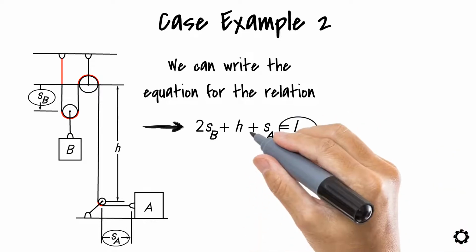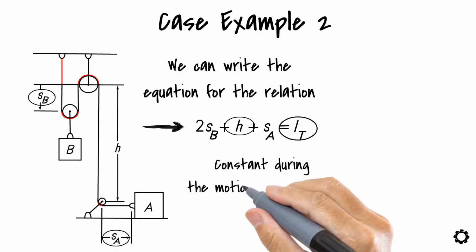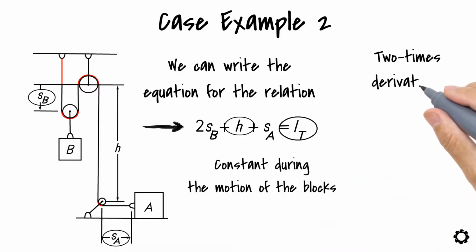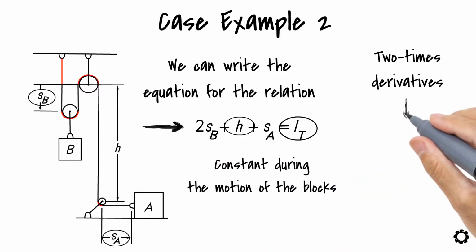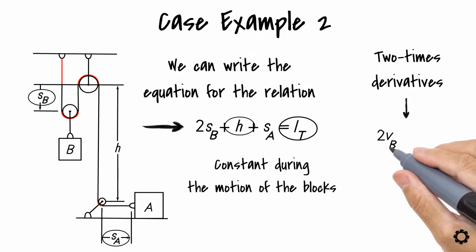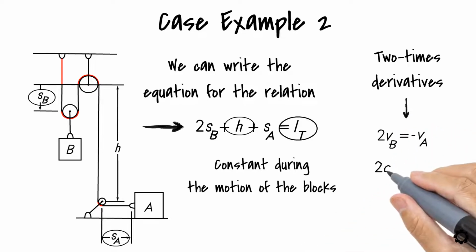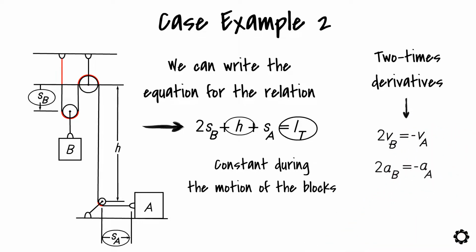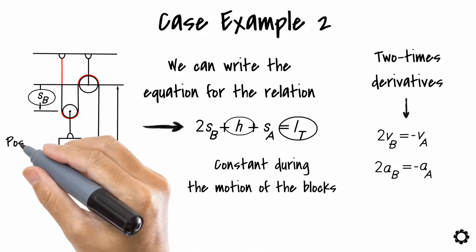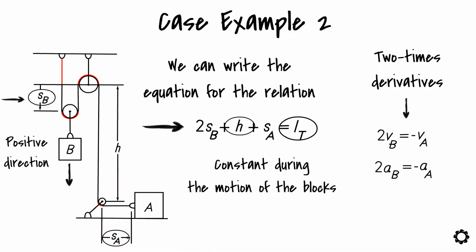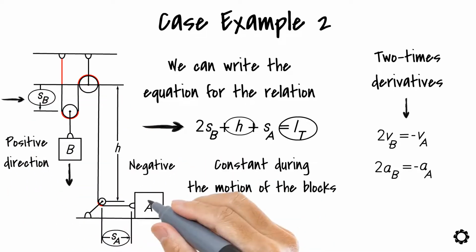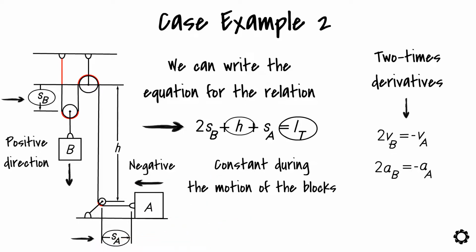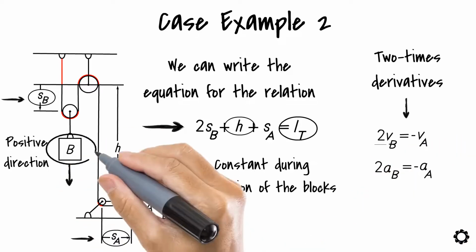Since LT and H also remain constant during the motion of the blocks, the two time derivatives yield for us the following equations: 2 times VB equals minus VA, 2 times AB equals minus AA. Note that when block B is moving downward, that based on the figure is the positive direction of SB, block A is moving to the negative left direction of SA, with twice the motion of block B.